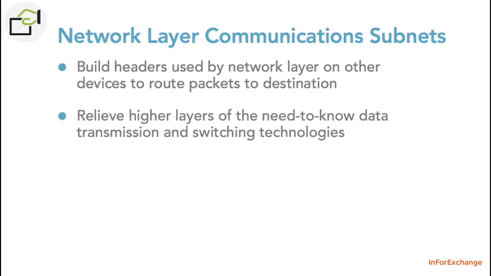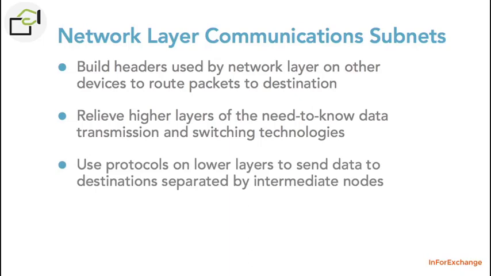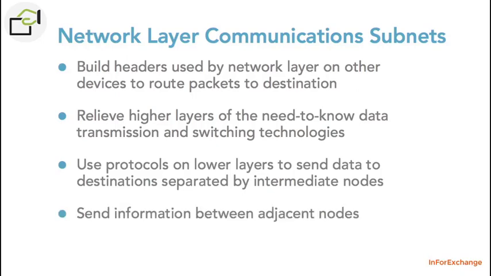Also, the network layer is able to use protocols on the lower layers to send data to destinations separated by multiple intermediate nodes. The way data is sent to multiple intermediate nodes is by basically sending the data from one node to an adjacent node, which then sends the data from that node to another adjacent node, and so on and so forth till it gets to the destination. This is also something that we'll look at in more detail later.